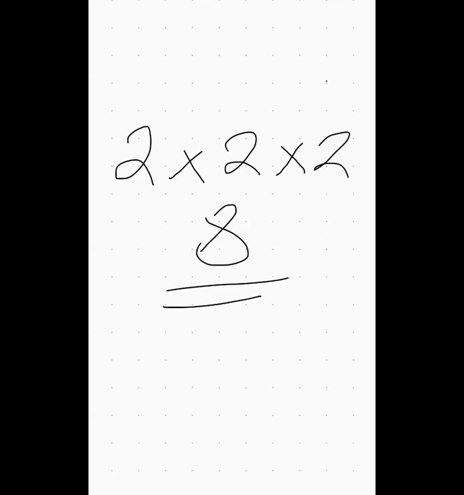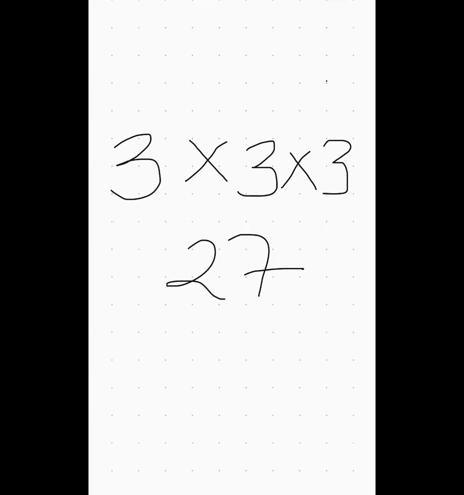This can be used for the scenario of 3 as well. So let's try 3. 3 cubed is simply the answer you get when you multiply 3 by itself 3 times. 3 times 3, you get 9. 9 times 3, you get 27. So 27 is the cube of 3. Those are the particular examples.